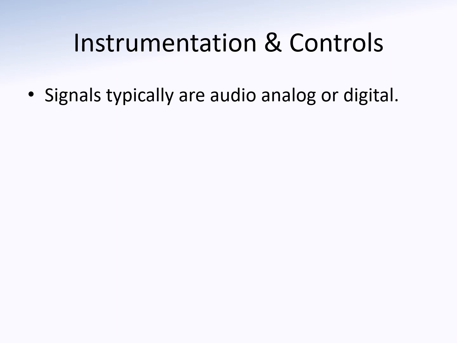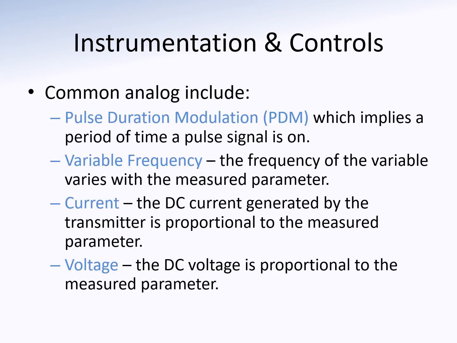So that signal that's being transmitted from those remote locations to the central unit is going to travel along two different ways, right? You're either going to have an audio analog or some kind of a digital signal, right? And so those are the two typical ways that that is happening. So your common analogs will be a pulse duration, a variable frequency, current and voltage.